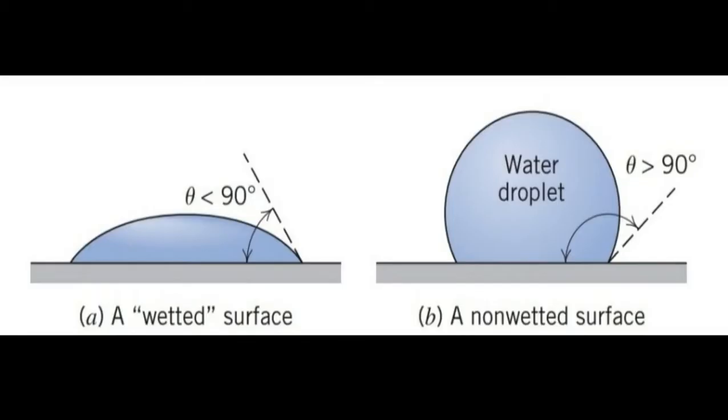Let's take a look at this figure. In letter A, this is an example of a wetted surface, which means that the angle theta is less than 90 degrees. That is the case before we wax the floor. And in figure B, that is an example of a non-wetted surface, so the angle theta is greater than 90 degrees. This is what happens after waxing the floor.